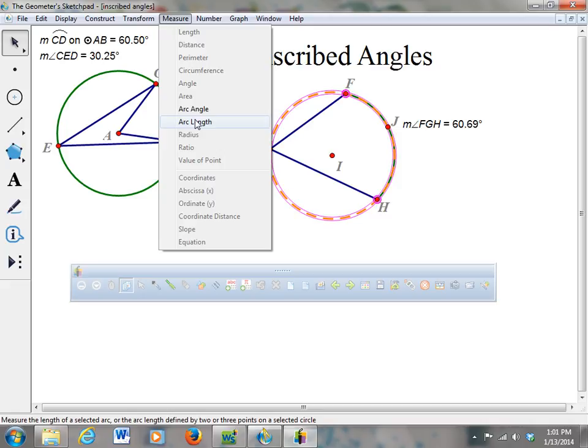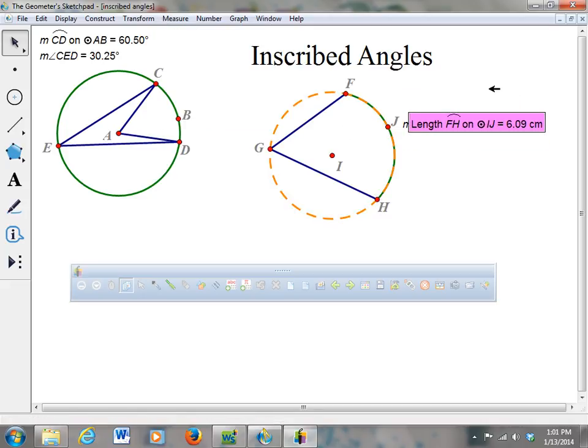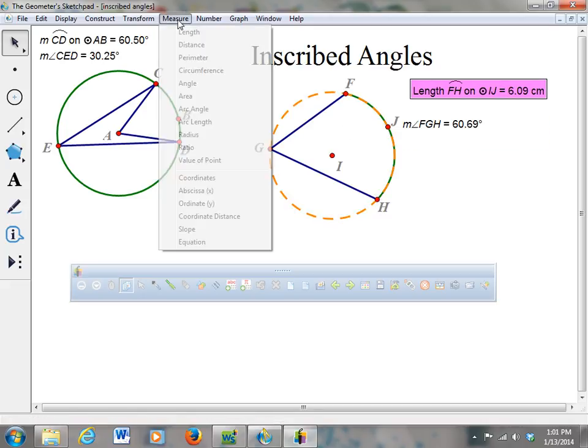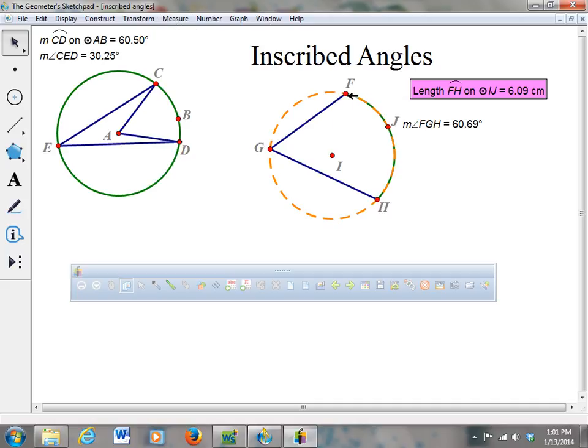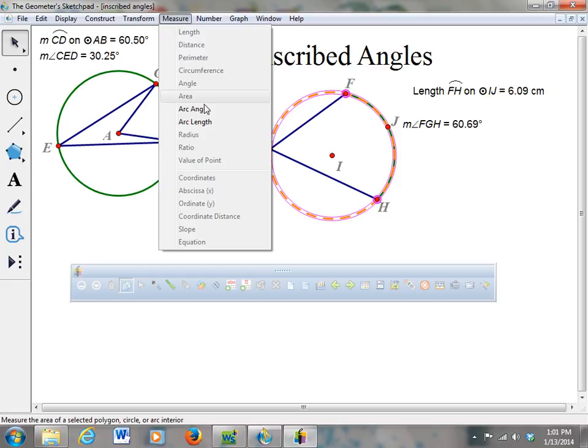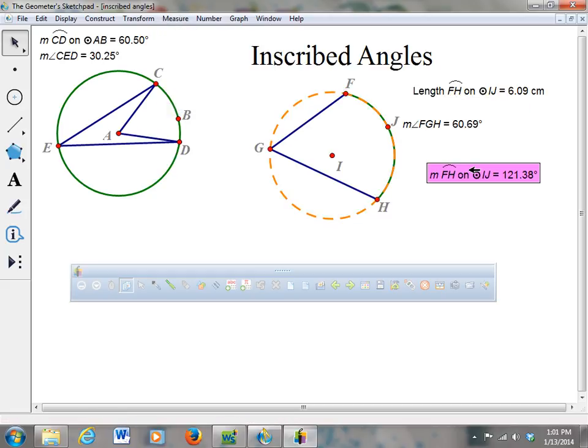Measure arc length, which you could do. Oh, that's not what I want. Measure arc angle. Boom. Oh, I didn't do it. I have to click on this, then this, then I think this. Measure arc angle, and it is about 121 degrees. So now I'm going backwards, right? If this angle is about 20, then this angle is about 40. It is exactly 40, and so forth.